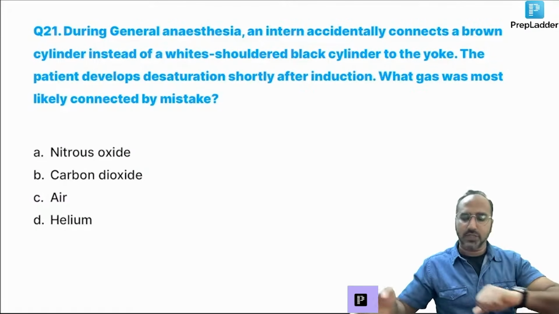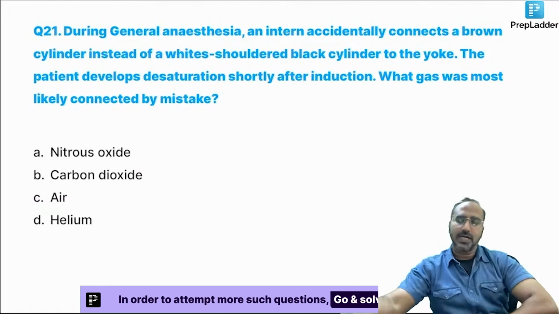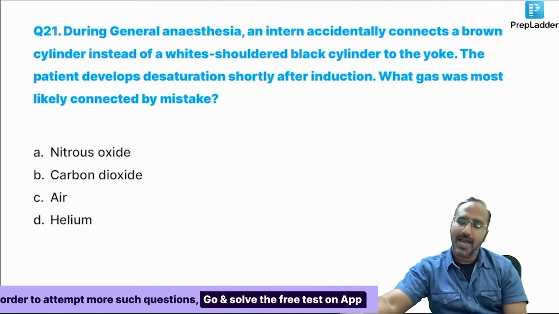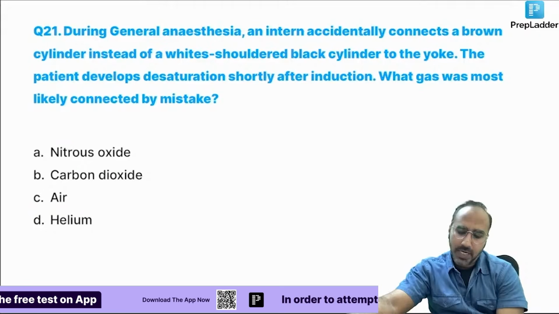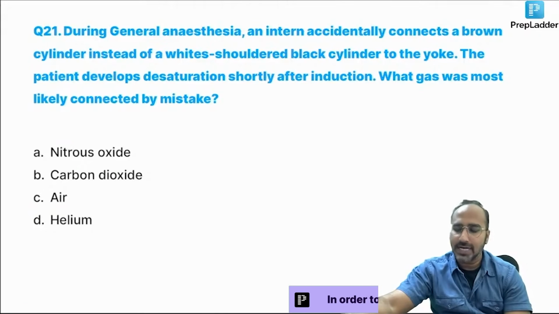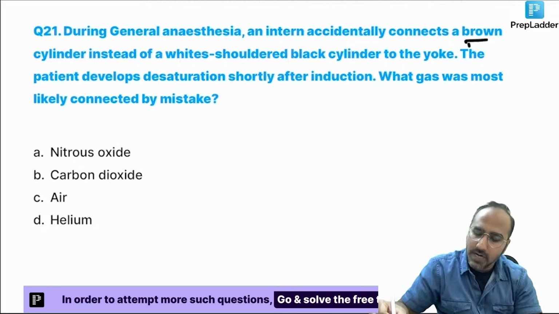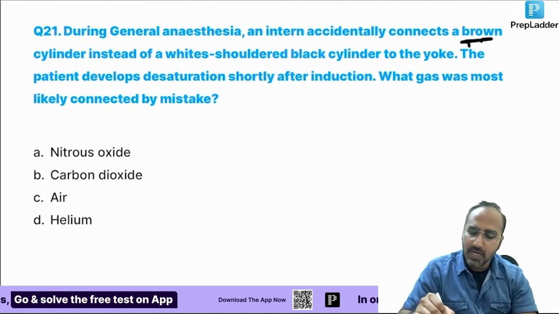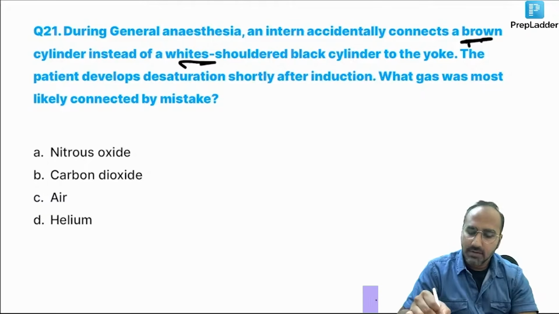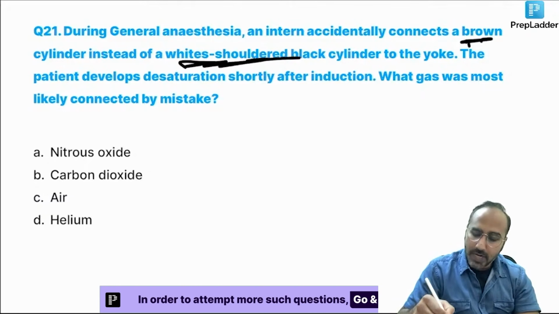Come on, guys. Next question. During general anesthesia, an intern accidentally connects a brown cylinder instead of a white shoulder black cylinder to the yoke. Okay? The patient develops desaturation shortly after induction. What was the cylinder commonly used? Meaning he connected a brown cylinder. What is the brown cylinder? First of all, he had to connect black body, white shoulder, that is oxygen. But that oxygen cylinder he did not connect.